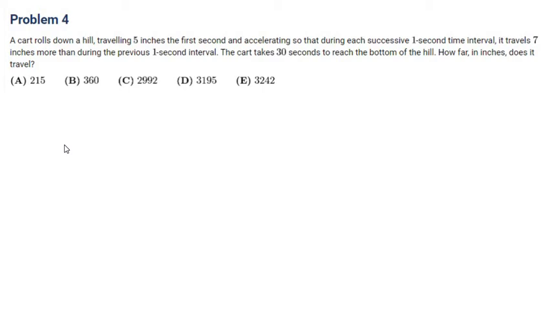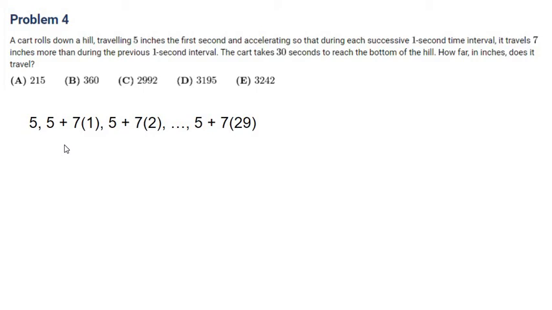Now we know that this sequence is going to have 30 terms inside of it, and our first term is going to be 5. And the constant number we're going to add is 7, because it's going to travel 7 inches more than the previous 1-second interval. So we get this sequence here: 5 plus 7 times 1, 5 plus 7 times 2, and so on until we reach 5 plus 7 times 29.